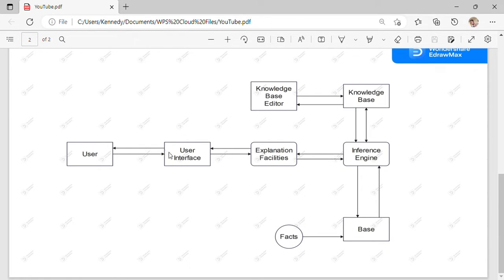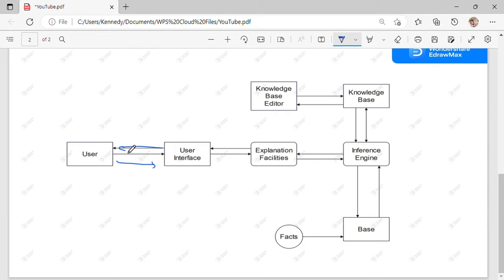What are we saying? Those two arrows are just indicating that there is an interaction, right? The user feeds whatever questions she might be willing to ask to the user interface, right? And then the user interface will always display back the output, either in form of images, visualization, or audios, or text, something like that. Okay, so the user interface is where the user will interact with the system, right? Then go to the explanation facility.